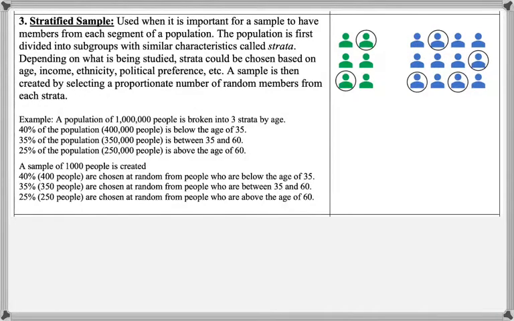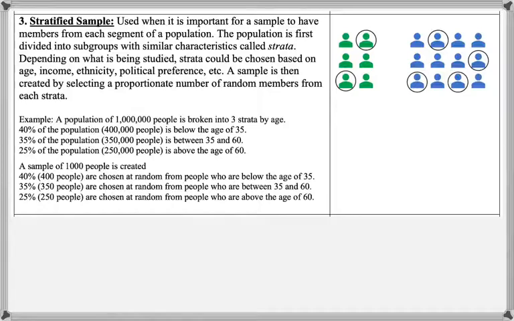Next we have the stratified sample, and this is used when it is important for a sample to have members from each segment of a population. The population is first divided into subgroups with similar characteristics called strata. Depending on what is being studied, strata could be chosen based on age, income, ethnicity, political preference, etc. And a sample is then created by selecting a proportionate number of random members from each strata.